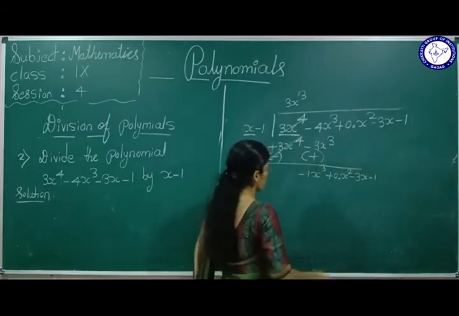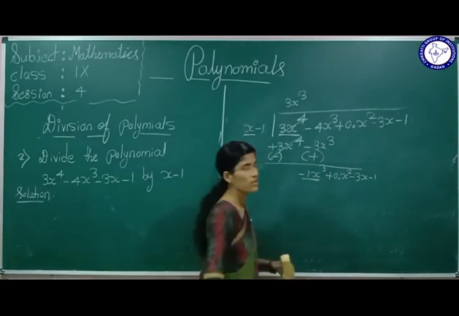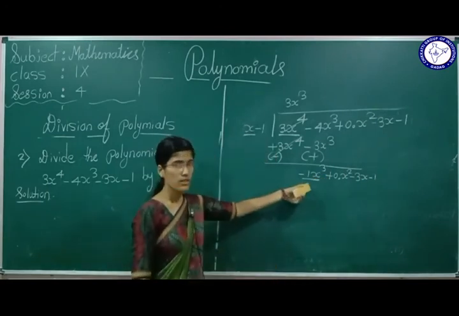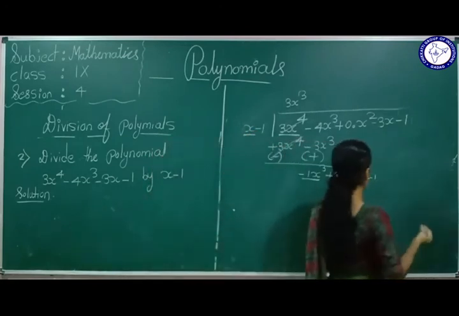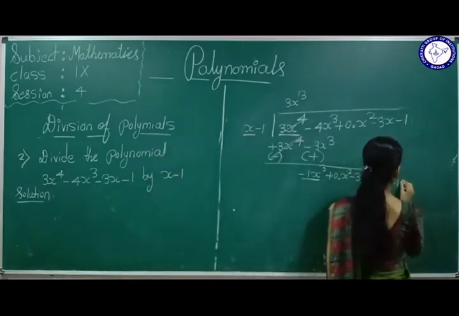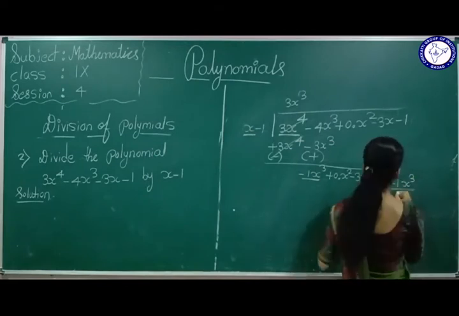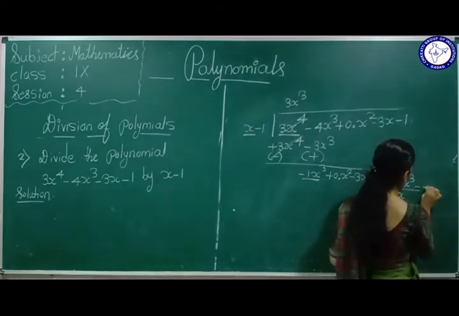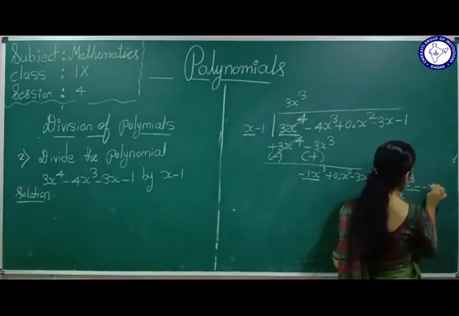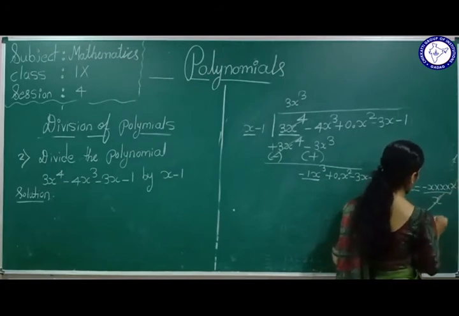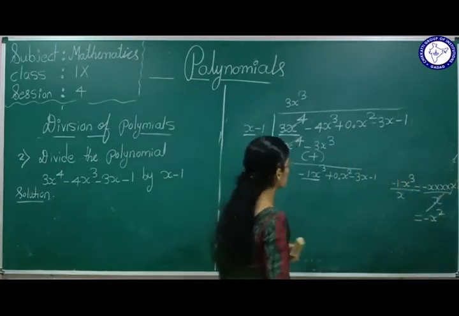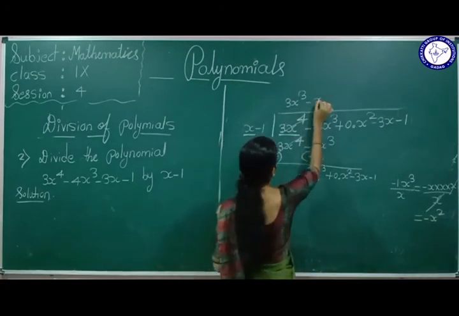Now see, the first term of the dividend, again divided by the first term of the divisor, that is minus 1 multiplied by x raised to 3 divided by x. If you do, what will we get? Minus x raised to 3 means x three times divided by x, one x will get cancelled. What is remaining? Minus x square. Okay, you write minus x square here.